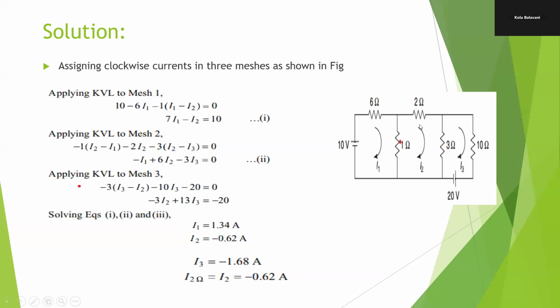So 0.62 amperes is the current passing through the 2 ohm resistor. This is the way to find the unknown currents present in the given electrical network.